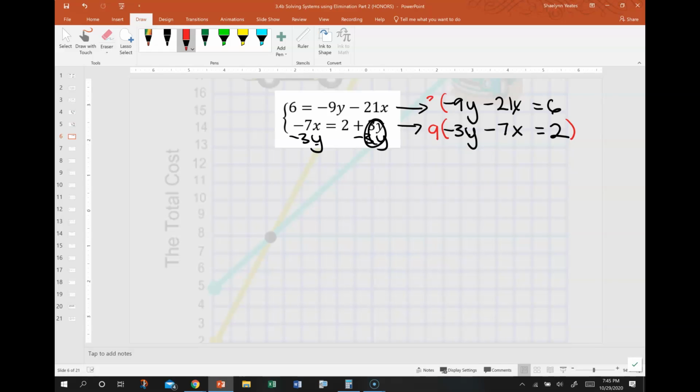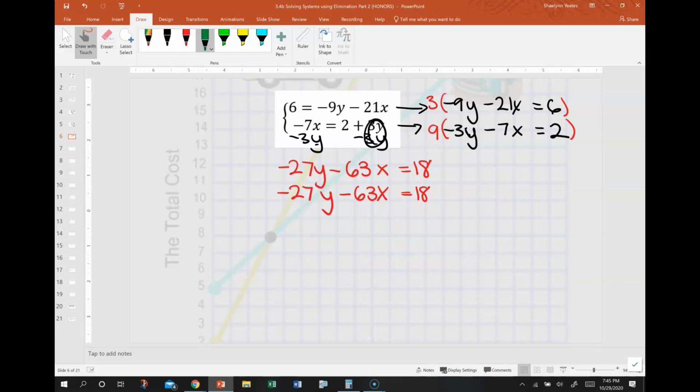So 3 times -9, I'm just going to rewrite these down a little bit. So 3 times negative 9 is negative 27y. Then 3 times negative 21 is negative 63x. Then 3 times 6 is 18. Then the bottom becomes 9 times negative 3 is negative 27y. Then 9 times negative 7 is negative 63x. And then 9 times 2 is 18.